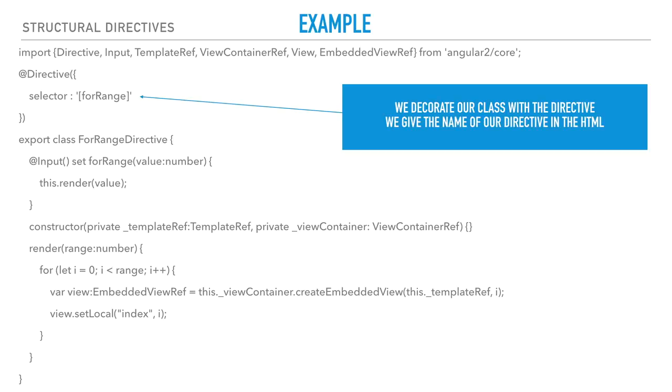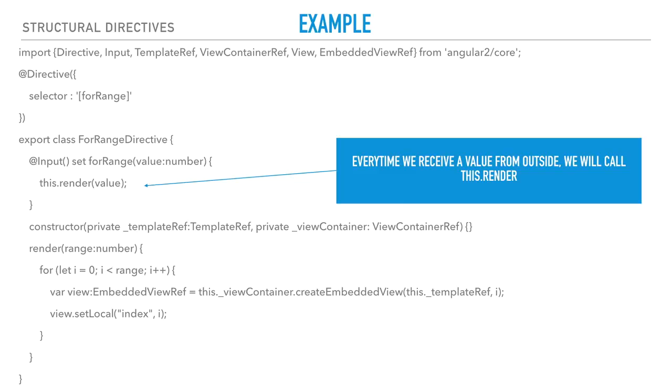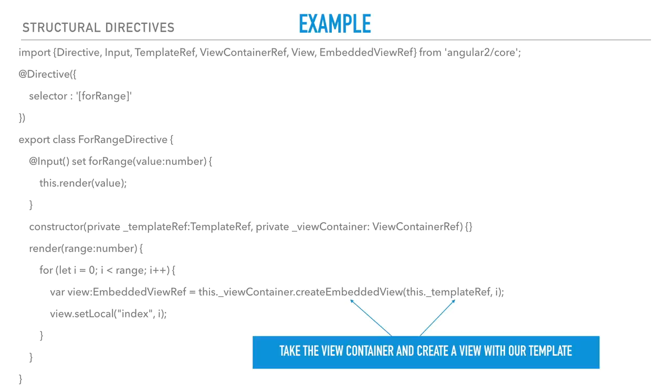Next, we have to, as usual, use the Directive decorator, to tell this class that we are working with a directive. We have a selector. In this case, the selector is forRange. This is the name of our directive. Then we have the Input. This is the value that we will receive to indicate the number of iterations that we want to do. We will call a function that we will create that is render. This function will receive the value, the number of iterations, and then we have in the constructor the values that we have to inject. Angular will take care of putting an instance of all this.